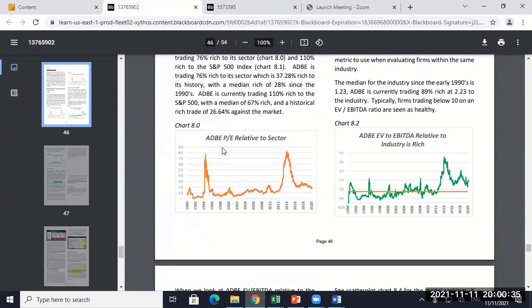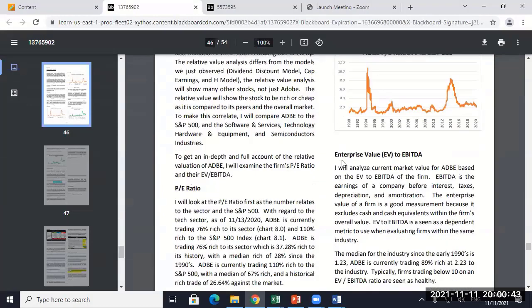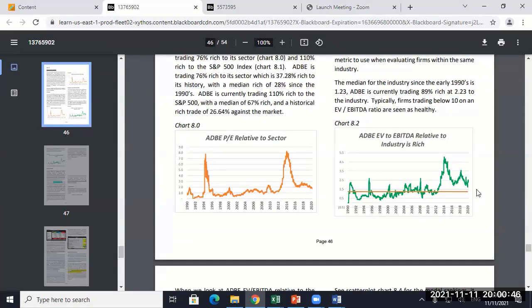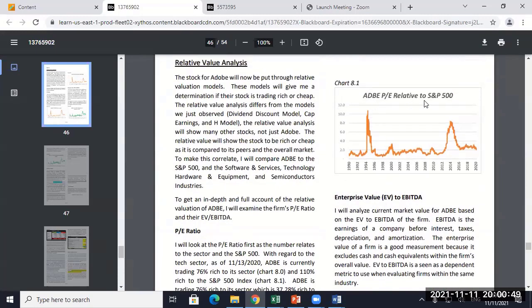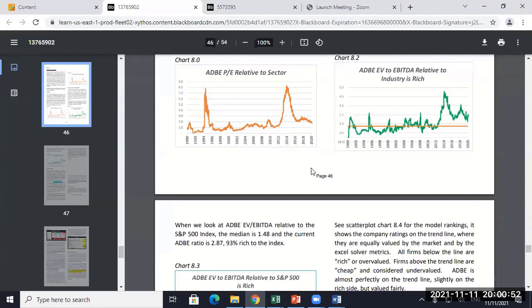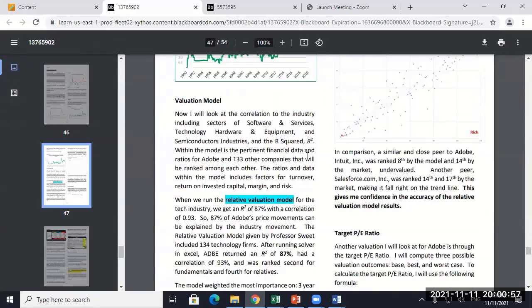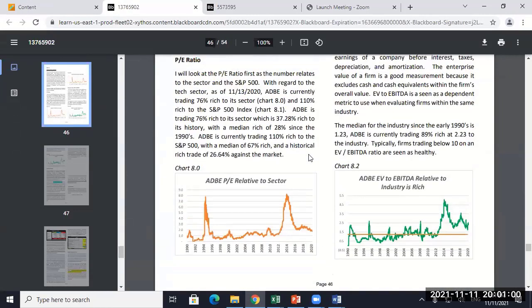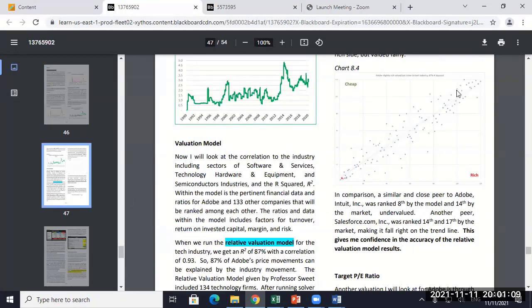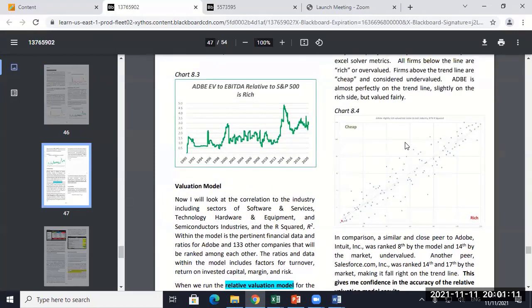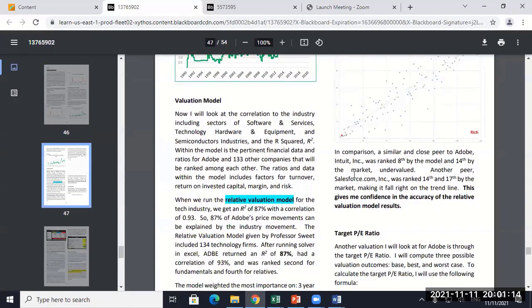All right, so Adobe PE relative to the sector, Adobe EV to EBITDA relative to the industry is rich. He might have done a line which was just their average over time, so you can see where they are versus their history, versus the S&P, EV to EBITDA versus the S&P. So this is not a difficult part to write other than picking the charts and getting them cleaned up and prettied up. So that's difficult. And there's his model. He had a really good model, didn't he? That's a pretty tight model there. And again, his firm's right on.